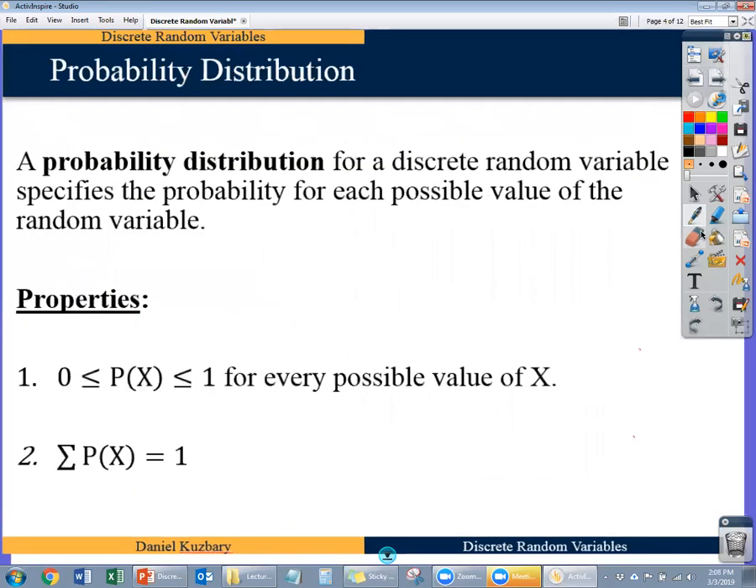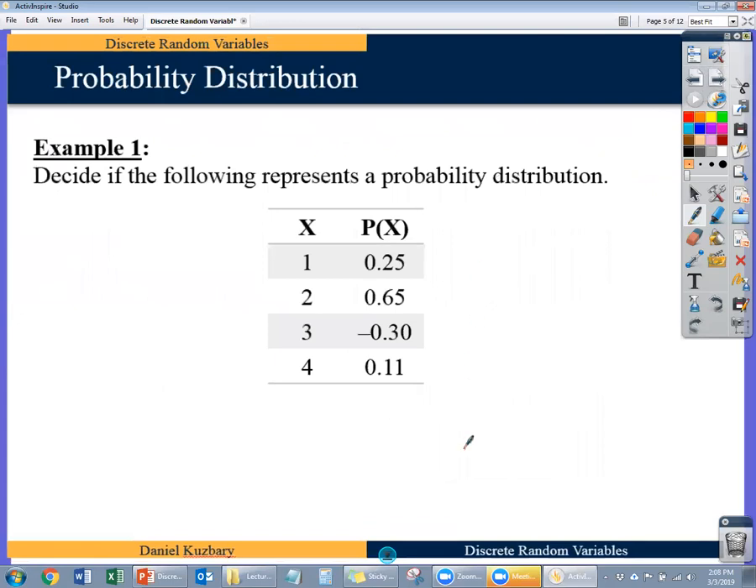But these are the 2 conditions, and one thing we'll have to do is check a distribution to make sure that it is or isn't a probability distribution. If it is, we can do stuff with it. If it isn't, we're just going to throw it out.